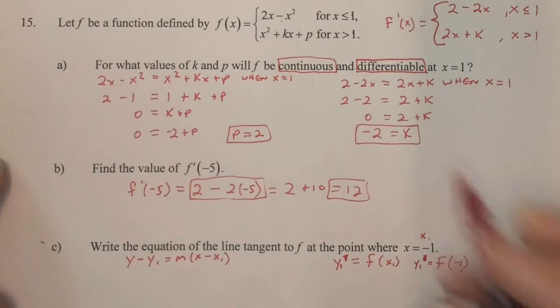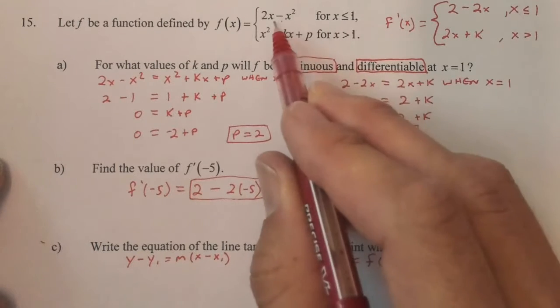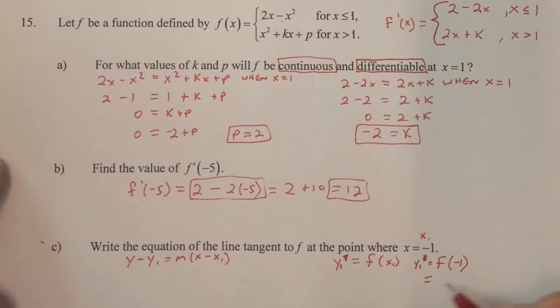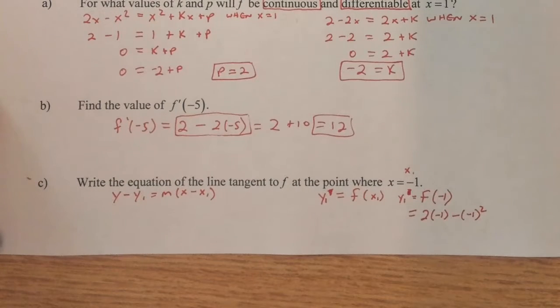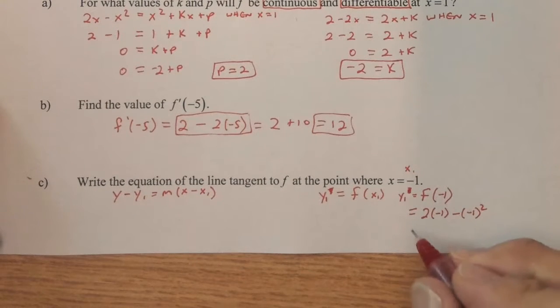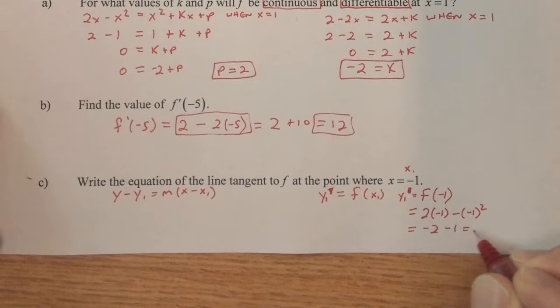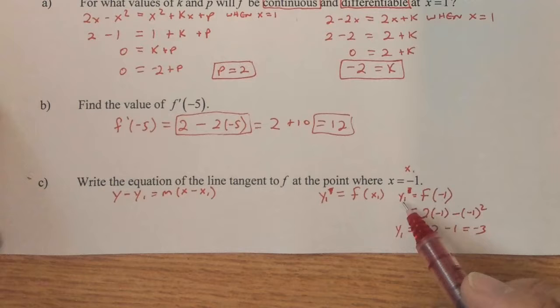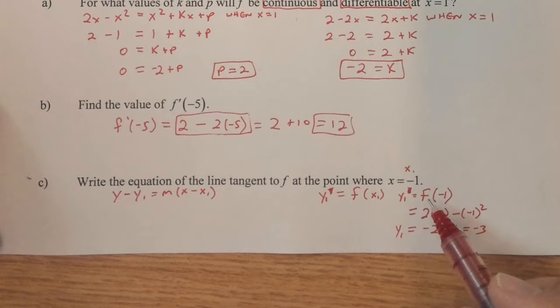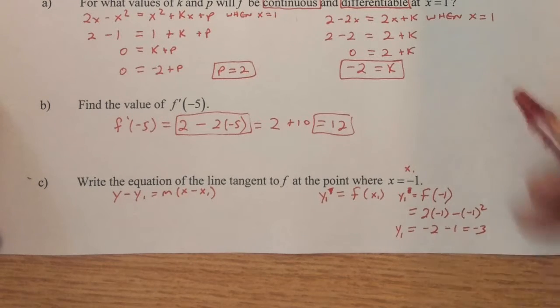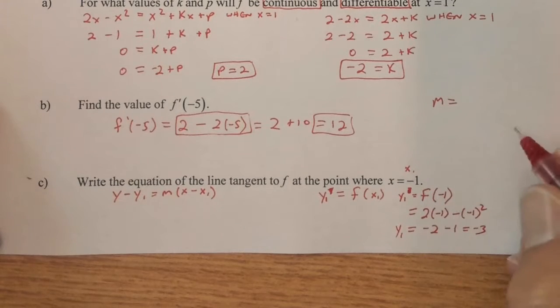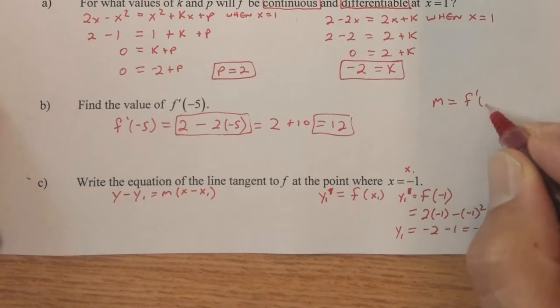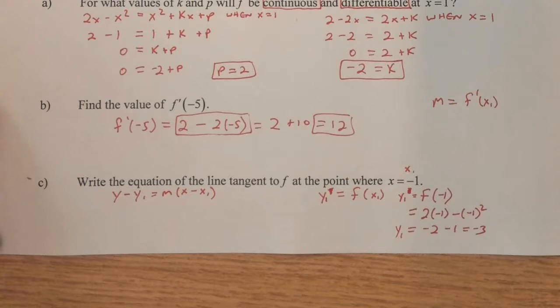If we plug negative 1 into our function, negative 1 is less than 1, so we have to plug negative 1 in here. So we end up having 2 times negative 1 minus negative 1 squared. That's negative 2 minus 1, which is negative 3. That's our y1 value. You always get the y1 value by plugging the x1 value into the original function. You always get the slope, which I'm going to do right up here, by plugging the x1 value into the derivative of the function.